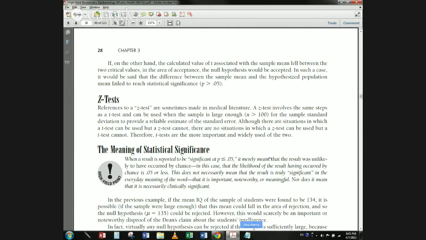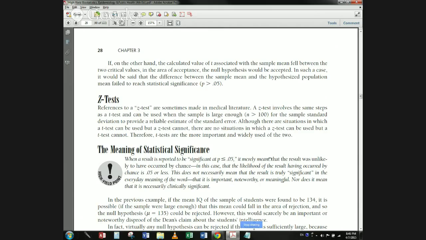The meaning of statistical significance. Here's a high yield point. When the result is reported to be significant at p less than or equal to 0.05, it merely means that the result was unlikely to have occurred by chance. In this case, that the likelihood of the result having occurred by chance is 0.05 or less. This does not necessarily mean that the result is truly significant in the everyday meaning of the word, that it is important, noteworthy, or meaningful. Nor does it mean that it is necessarily clinically significant.